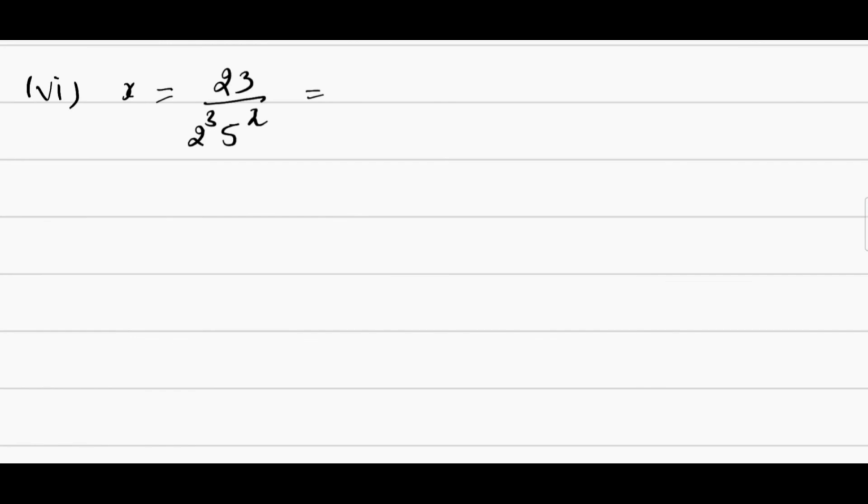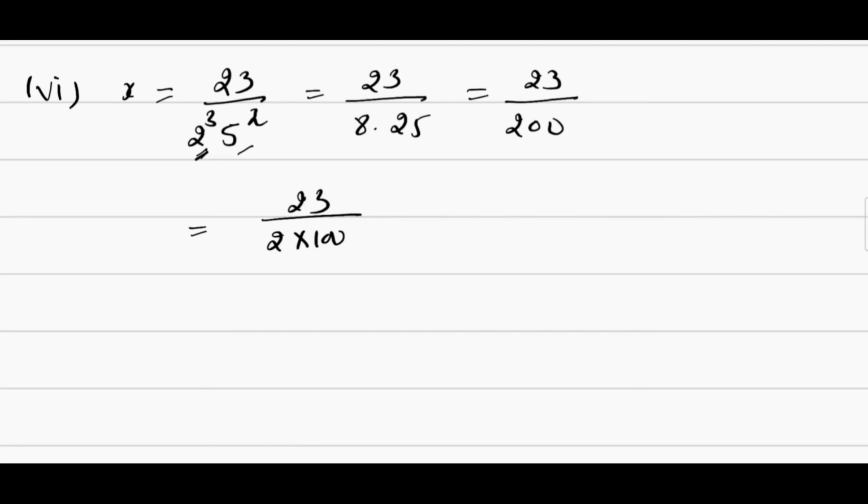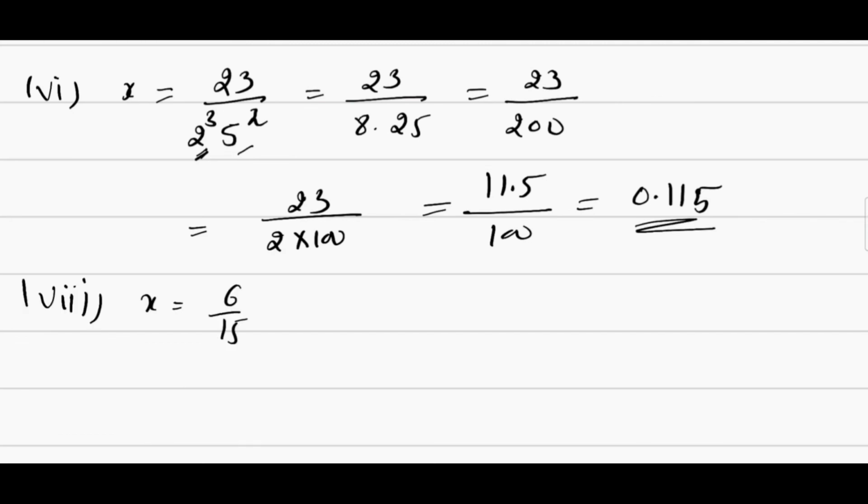So here you can get this as 23 divided by 2 raised to power 3 means 8, and this is 25, which is equal to 23 divided by 200. And if you divide these two numbers, 23 divided by 2 into 100, you will get 11.5 divided by 100, which is equal to 0.115. You can do all these steps and please check your answer. And next we have, if you divide 6 with 15, you will get 0.4. And last question we have, x is equal to 35 divided by 50. If we divide, we know we will get 0.7.